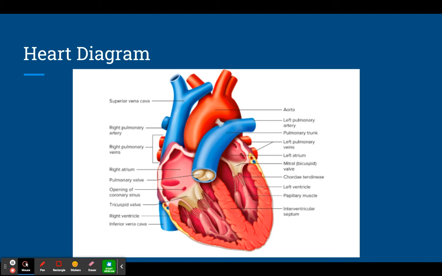So this is just a heart diagram. Basically, I just wanted to point out the aorta that pumps all the blood back to the rest of the body, and then the left ventricle is what really gets affected by HCM, which you'll see later.